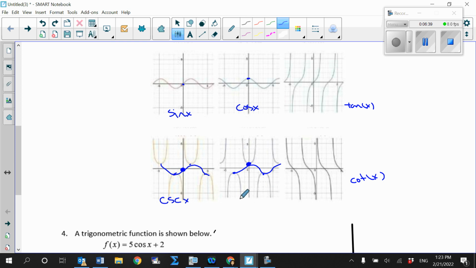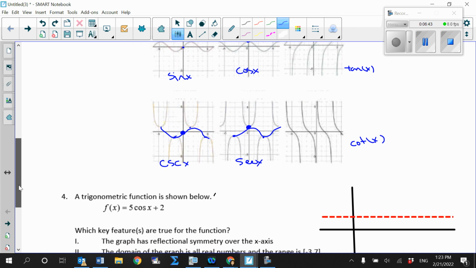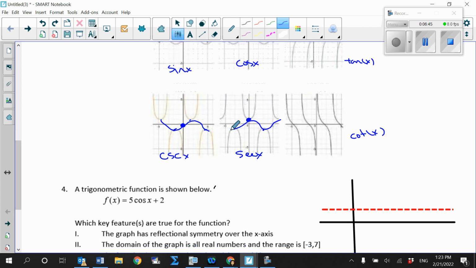So this is the reciprocal of secant. It's basically the reciprocal of cosine, which is called the secant function. So these are the graphs of this function.